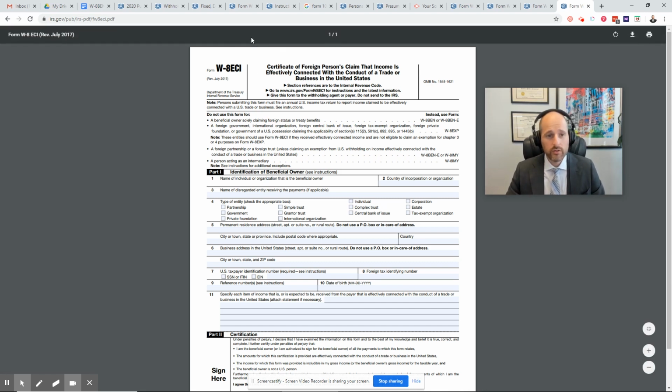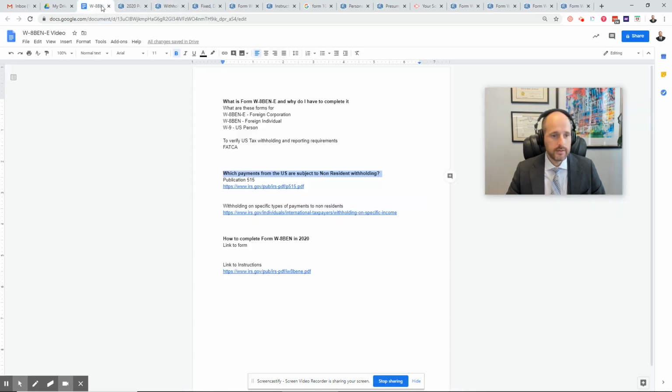Some are very clearly required, and I think that really goes over what Form W-8BEN-E is and why I have to complete it. And that's really what a Form W-8BEN is. I'm just going to take it out. What is Form W-8BEN-E? Why do I have to complete it? I think that's really it.